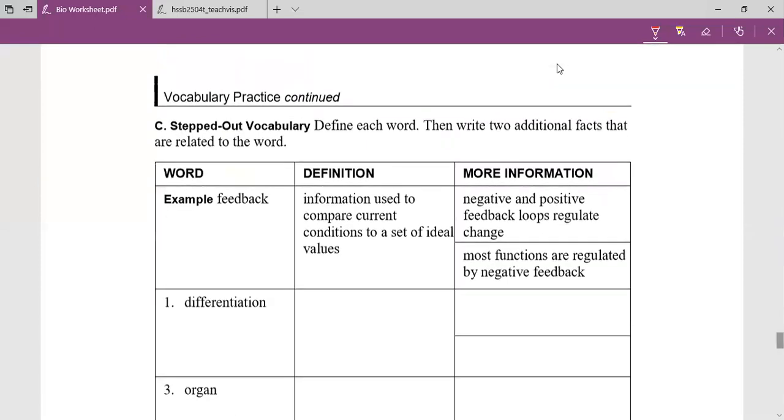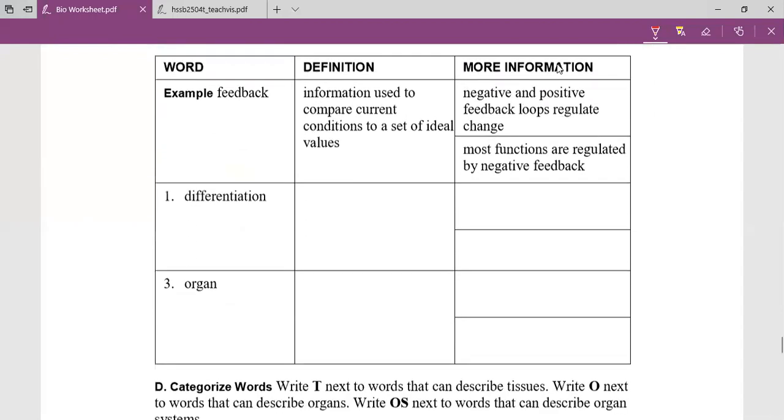Define each word. Feedback: information used to compare current conditions to a set value. Negative and positive feedback loop. Most functions are regulated by negative feedback. What about differentiation? It is the process by which committed cells acquire the structure.